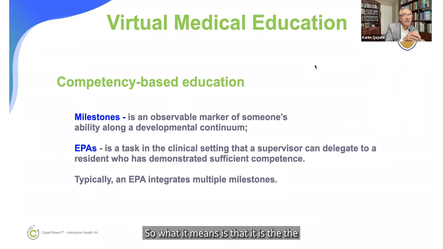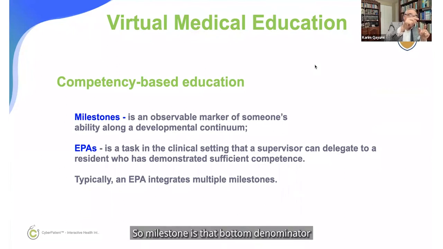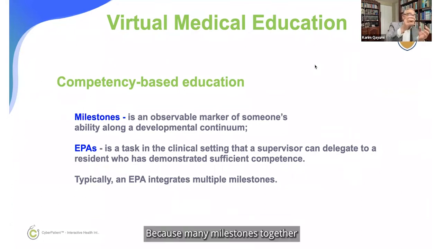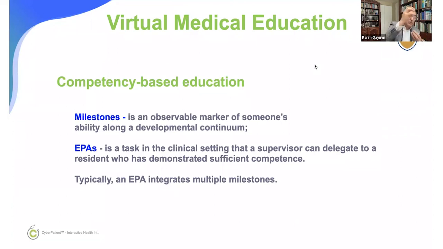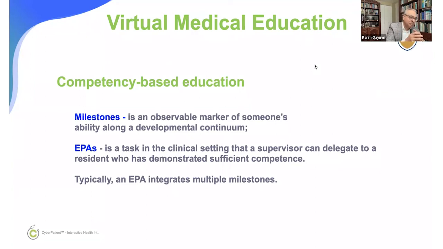What it means is that it is the minimum task or the bottom denominator. You remember I told you about that in scientific management theory. So a milestone is that bottom denominator. That is the most important cornerstone of a curriculum, because many milestones together then form an EPA, entrustable professional activities. And then many EPAs would form a rotation.